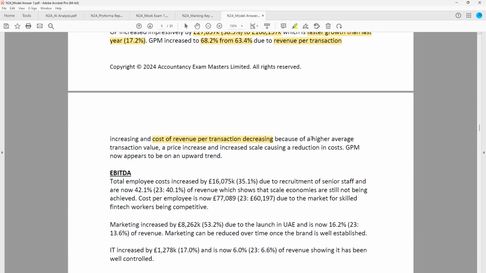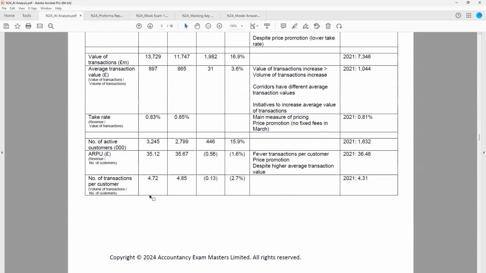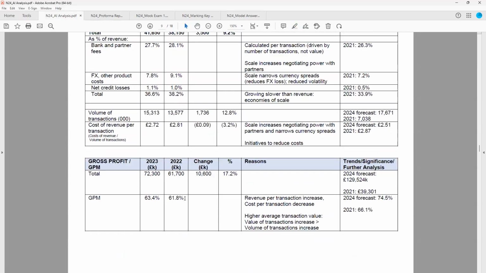But we could also have some other reasons here. The reason that the revenue per transaction is going up faster than the cost of revenue is because there's a higher average transaction value. So the transaction value is higher, and that's driving the increase in higher revenue per transaction. And of course, there was a price increase. So again, another reason why revenue increased without an associated increase in cost. And of course, the higher scale. So gross profit margin now seems to be on an upward trend. So it seems to be increasing, because that's obviously an increase in the previous year as well, as we knew from the AI.